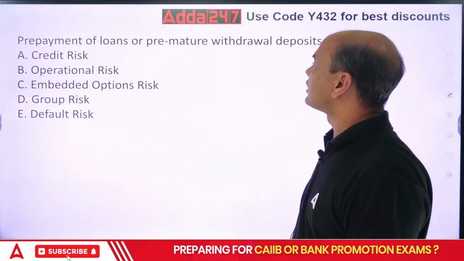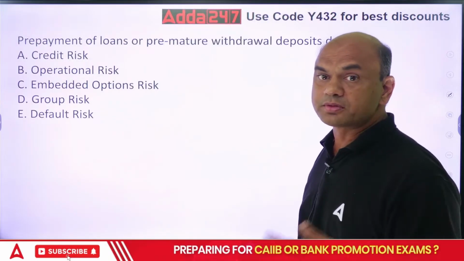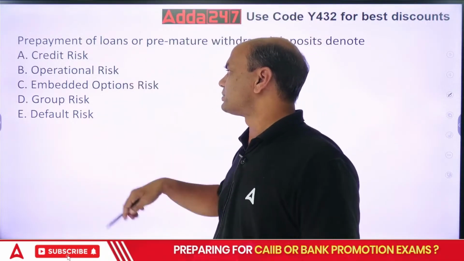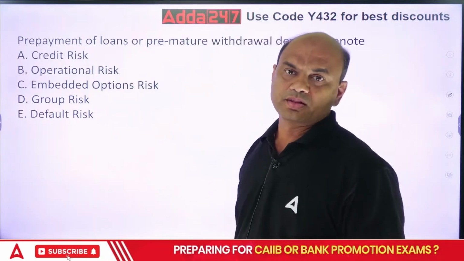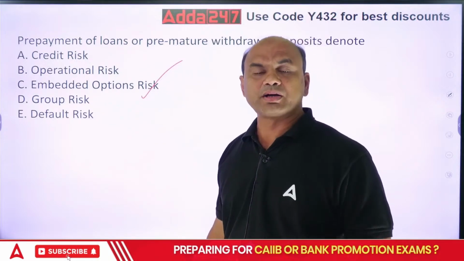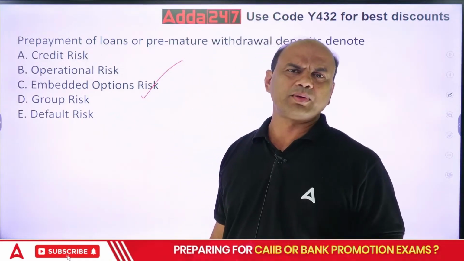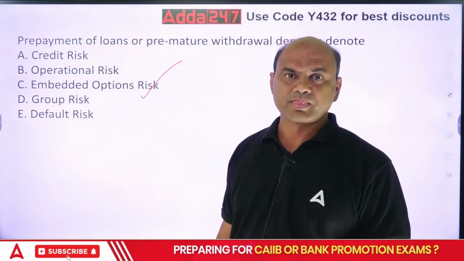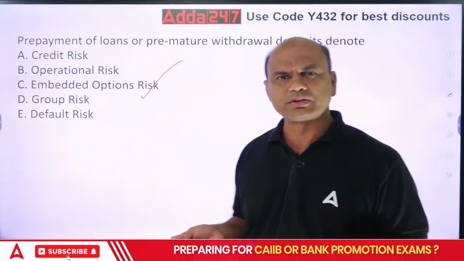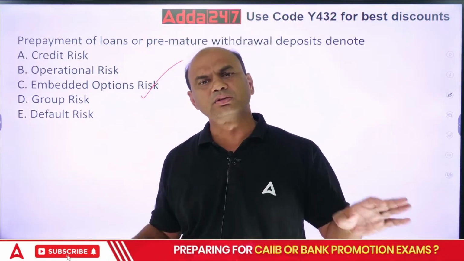Prepayment of loans or premature withdrawal of deposits denote what type of risk? Options: credit, operational, embedded option, group, and default. The answer over here is embedded option. Kindly note, embedded option risk means any depositor or FD holder can come to you tomorrow, give back the FD and take back the money. So premature withdrawal. Similarly for a loan, any borrower can come tomorrow, give back all the money and close the loan.